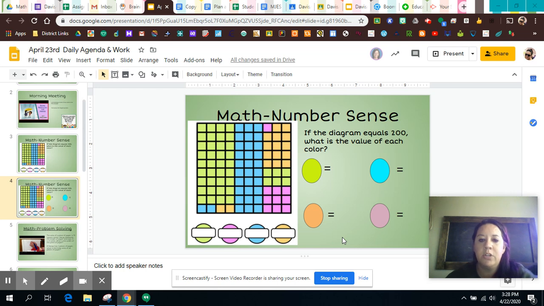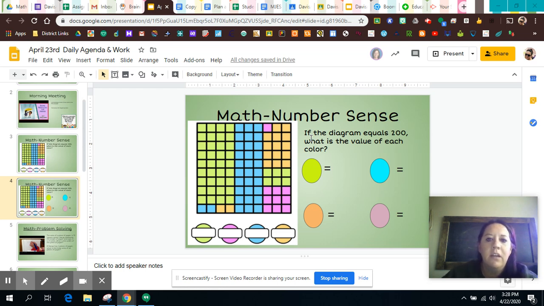I am going to talk to you today about what I want you to do for your number sets. So we have a graph here and some circles that are colored. It says if the diagram equals 200, what is the value of each color? So what you're going to be doing is finding the value of each color. So what is the value of each color?